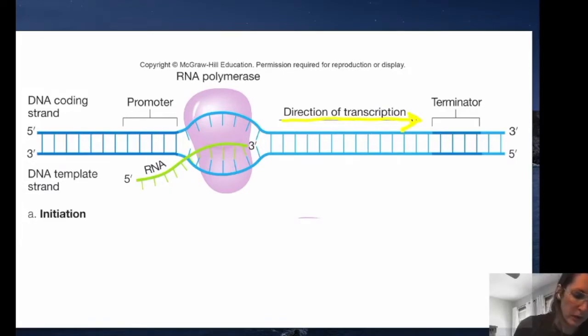So I've made it kind of yellow. I don't know, that makes it sort of hard to see. I wanted to highlight it, but I just made it sort of invisible. The direction of transcription, you can see that this arrow is pointing to the right of your screen. What the heck does that mean?